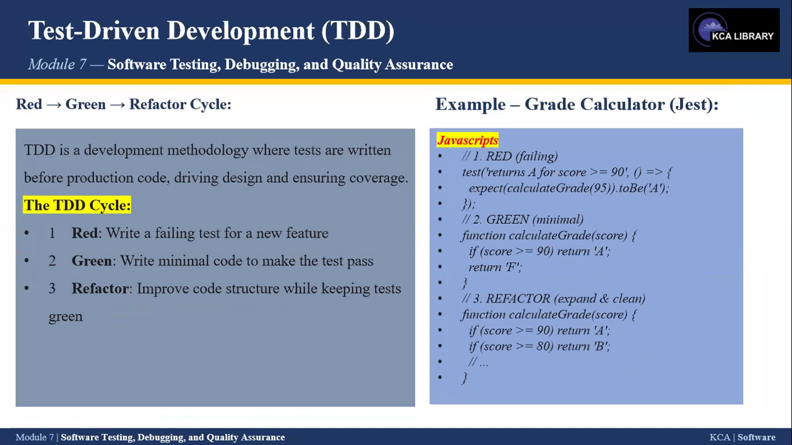TDD is a methodology where you write tests before production code. It follows the red-green-refactor cycle. Red means you write a failing test, while green means write minimal code to make it pass. Refactor improves structure while keeping tests green. Here is a calculator example in Jest. TDD drives design, ensures coverage, and catches regressions early.